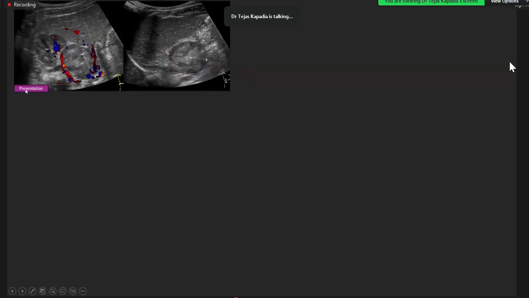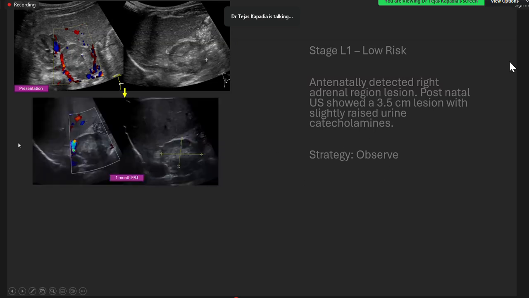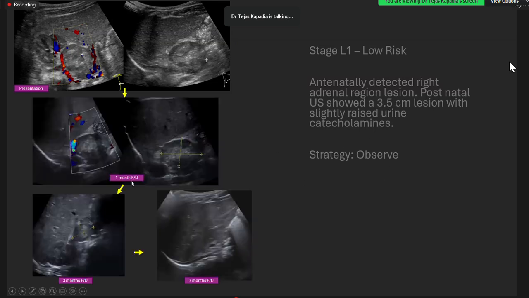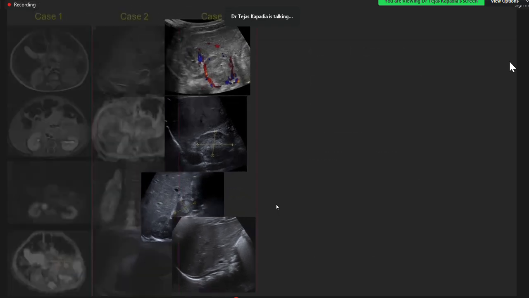Okay, now let's look at case 3, where we saw a slightly larger lesion, and that was on presentation. This was also seen antenatally. So this measured about 3.5 centimeters with raised urine catecholamines. So again, they were low risk. They were observed. At 1 month follow-up, they were more or less quite similar in size. At 3 months follow-up, they appeared smaller. By 7 months, they had nearly gone. So there was complete resolution by 7 months, just by observation. Again, showing that we might not have to treat all the neuroblastomas.